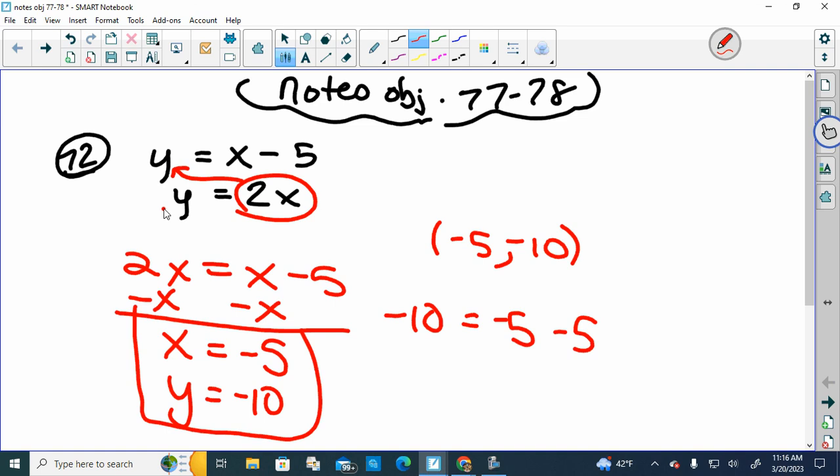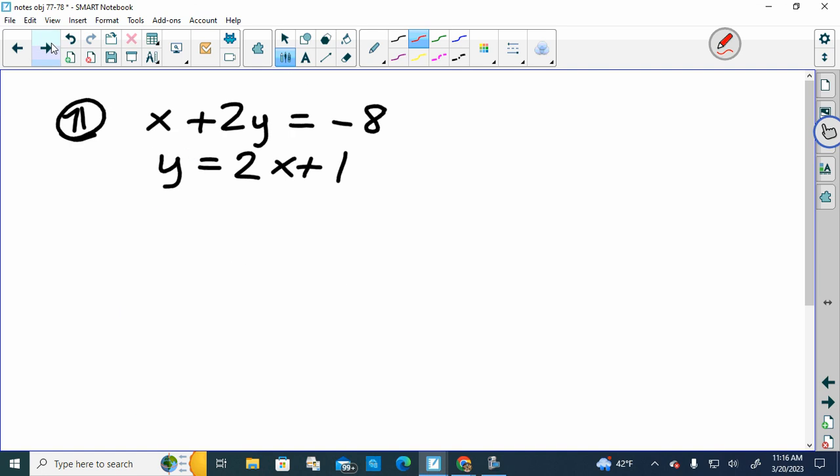All right, so let's try it again. 71. So x plus 2y equals a negative 8. And then y equals 2x plus 1.